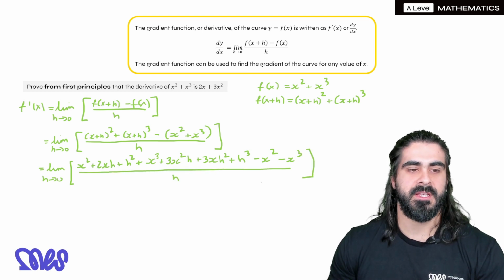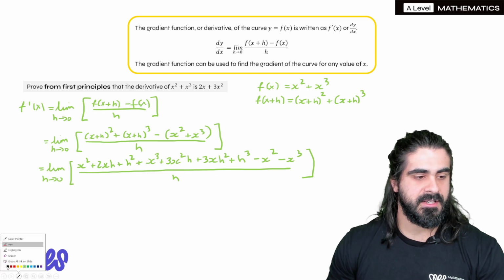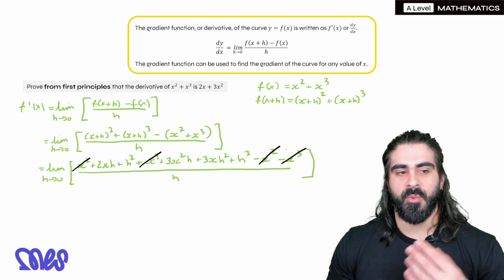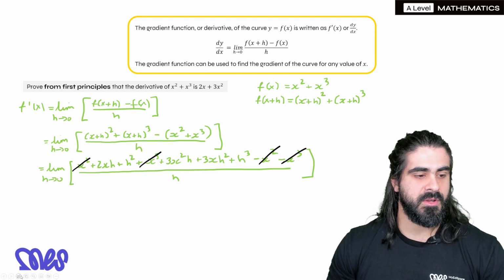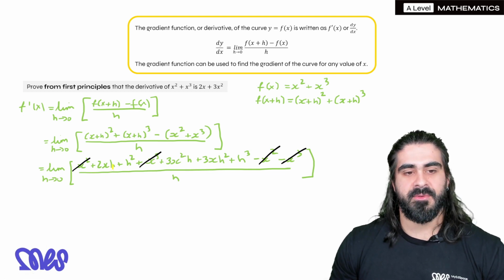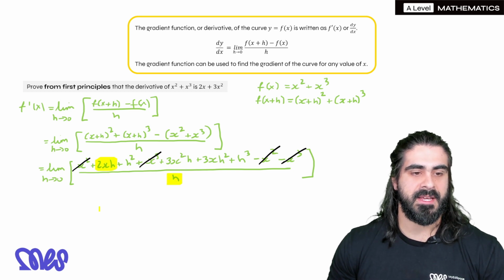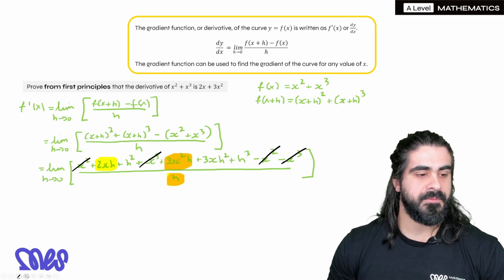Now if you've done this properly, then you should see cancellations. x squared cancels with this and x cubed cancels with this. You should always only ever be left with h terms. Now the next thing we're going to do, just like we did in the last lesson, is split the fraction. We're going to do 2xh divided by h, 3x squared h divided by h, and so on.